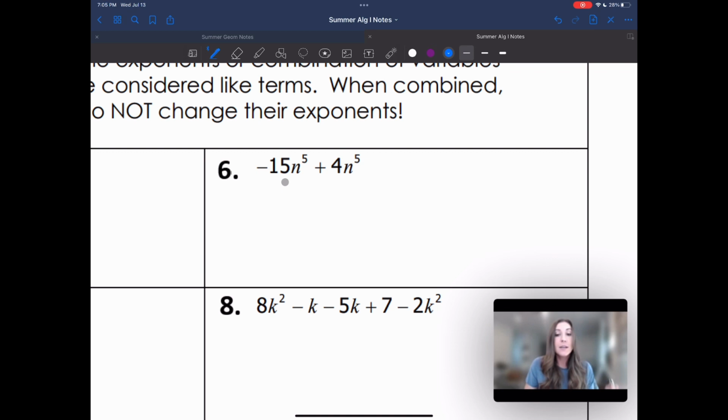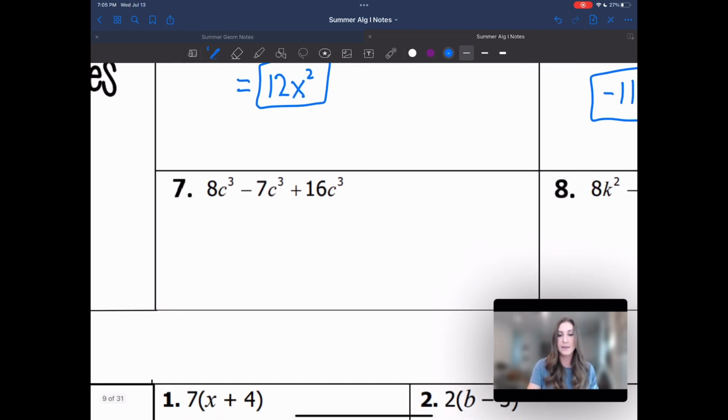Okay, so we got negative 15 to the 5th plus 4 to the 5th. They're both to the 5th, so we can combine them. So this would give us what? Negative 11 to the 5th. And that's it.